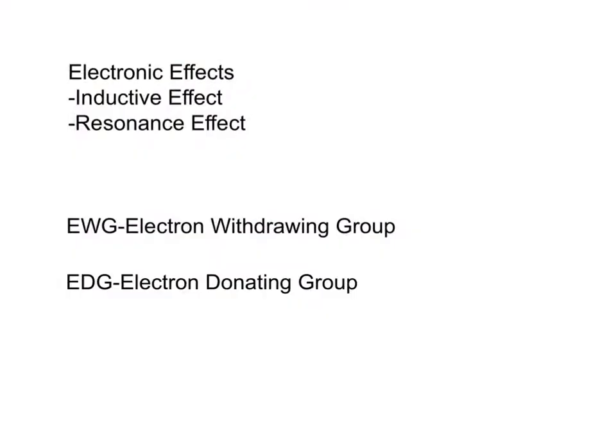So what we're going to do is we're going to go over the nature of all these effects. Most of them are electronic effects. We're going to talk about the inductive effect, what it is, the resonance effect, what it is, and whether that makes the group on the aromatic ring an electron withdrawing group or an electron donating group.